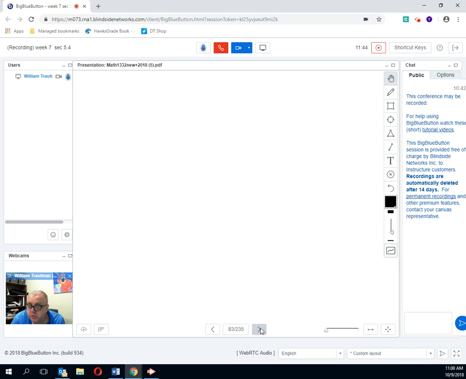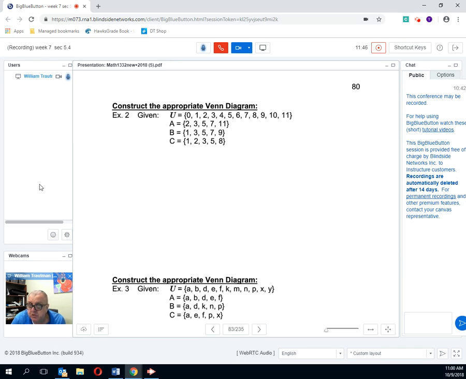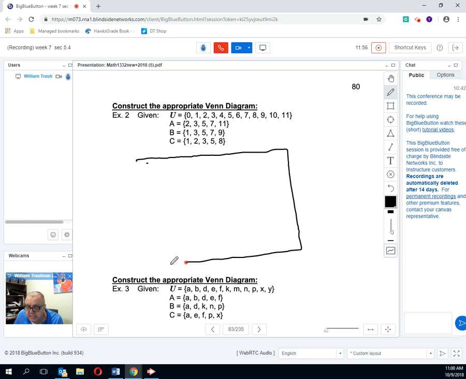And so we're going to do this right here. Construct a Venn diagram. So first we have a box that's the universal set. All the numbers will be in this box. So that's my box, and that's the universal set. All these numbers 0 through 11 will be in my box when I'm done. Now look at A, B, and C. Is there anything in common? By the way, here I'm going to put A, B, and C right now.